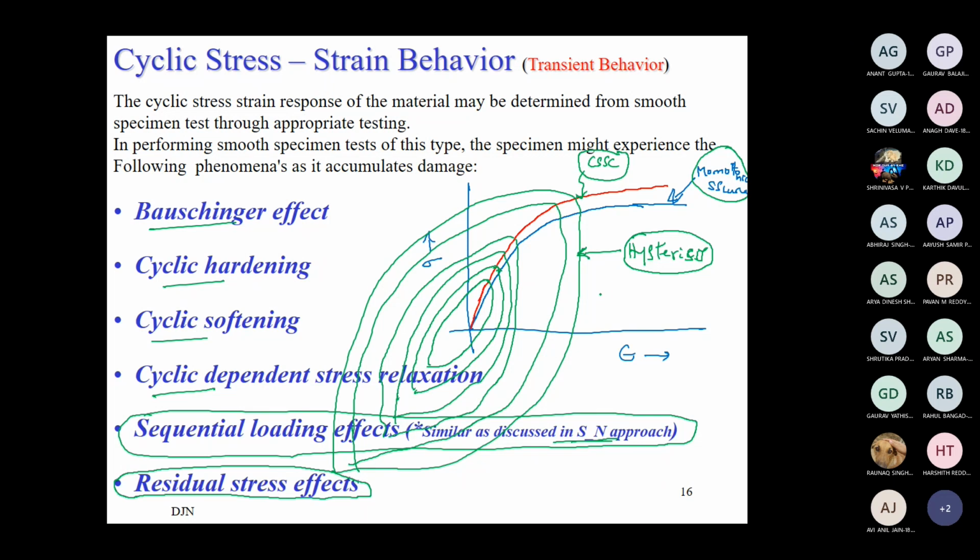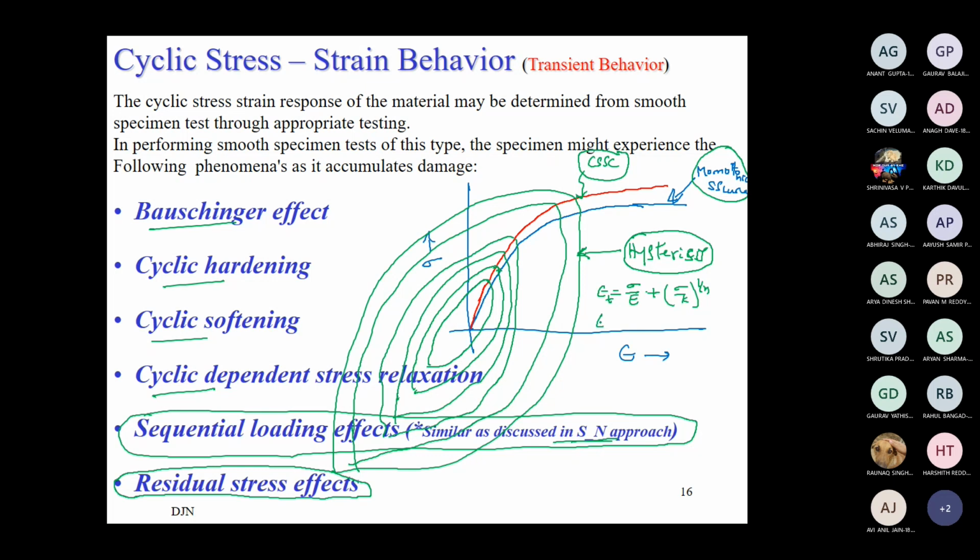We need to be aware about three equations. One is the Ramberg-Osgood equation for the stress strain relationship, that is sigma by E plus sigma by K to the power 1 by N. Ramberg-Osgood for the monotonic curve.